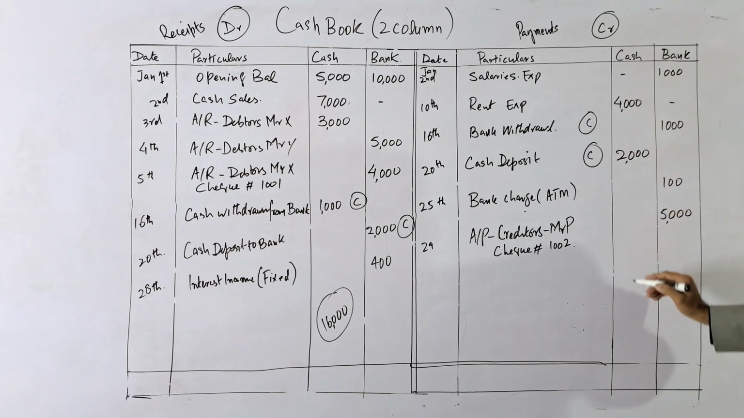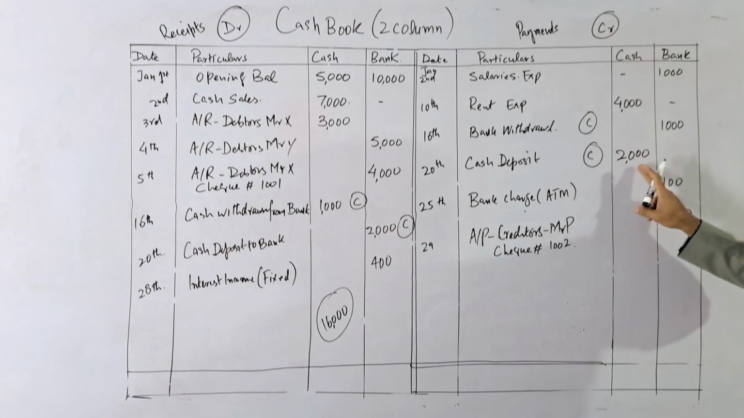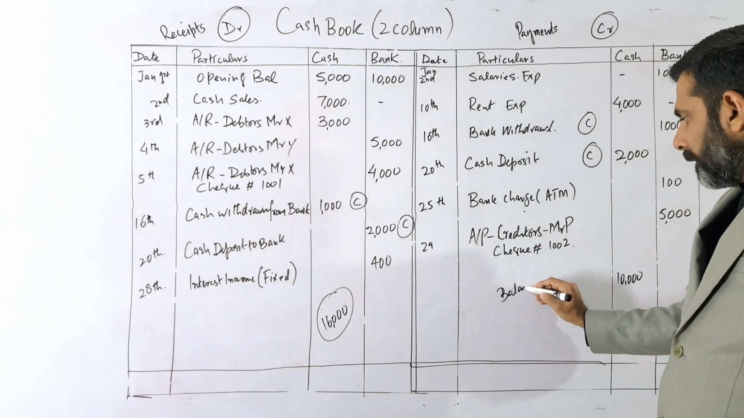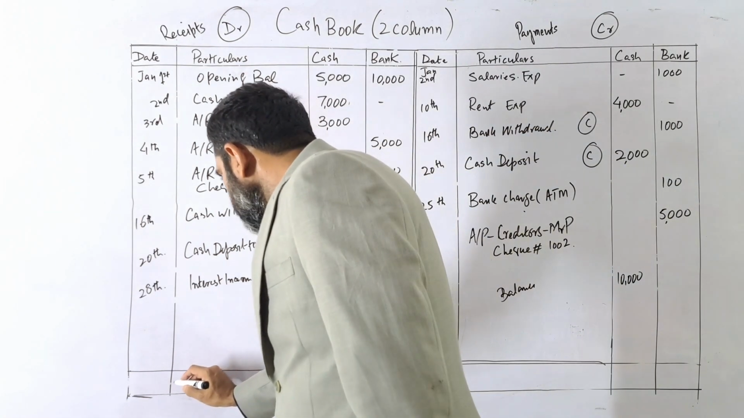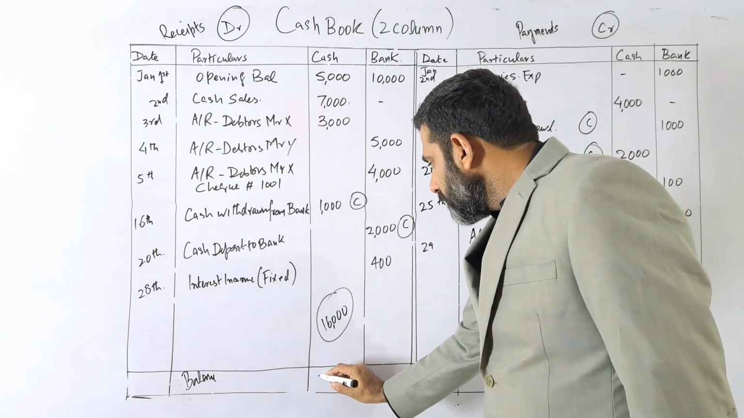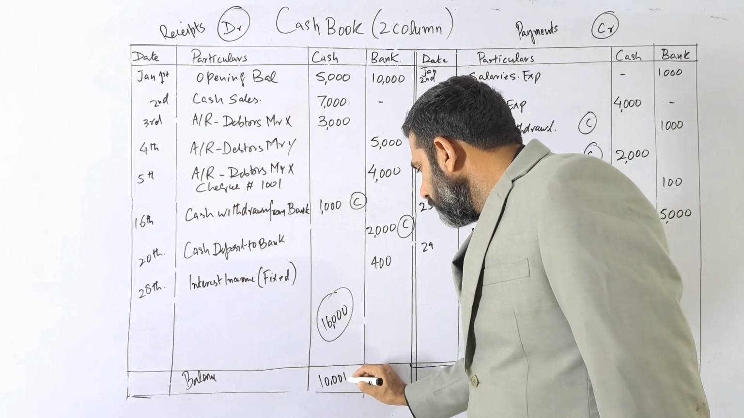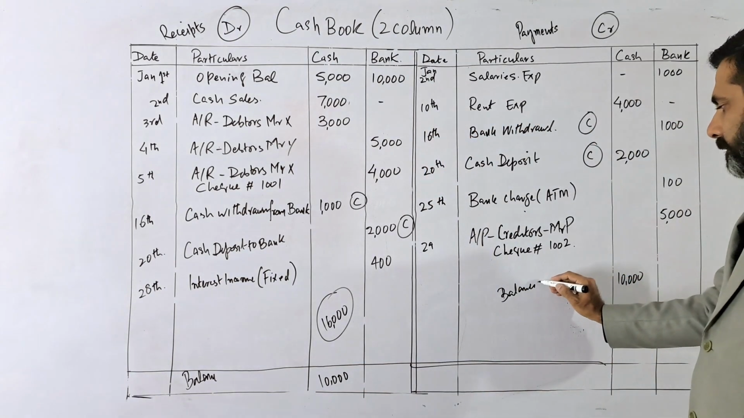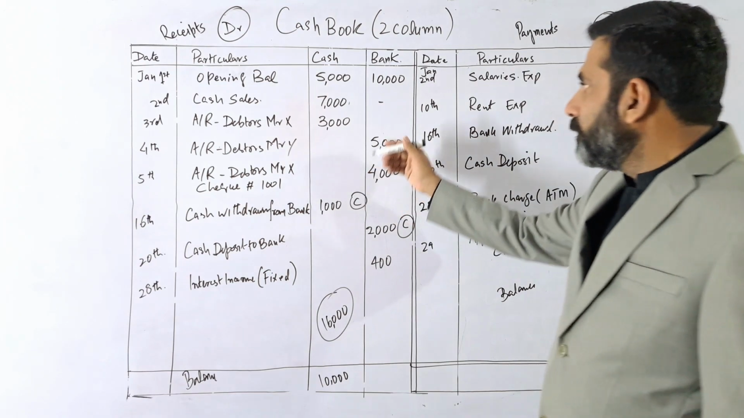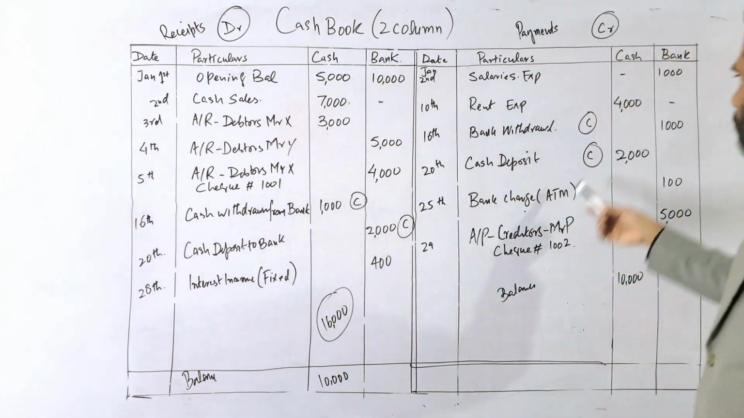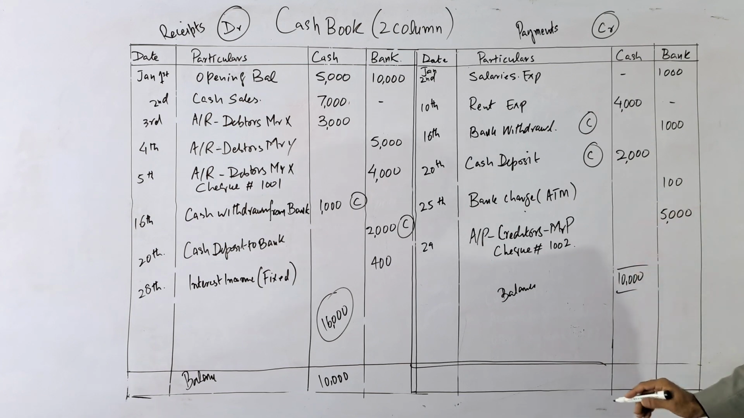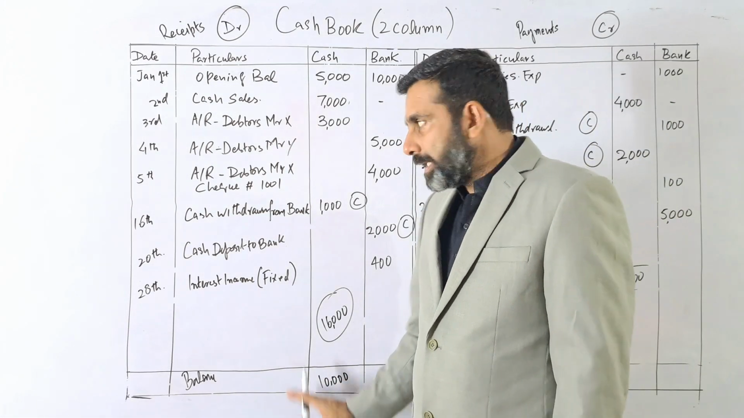If you see the cash in hand, the total payments are 4,000 and 2,000, so 6,000. So we will write here the balance. The closing balance of this month is how much? We have 10,000, rupees or dollars, whatever the currency. So 10,000 is the amount that we have in the form of hard cash. We have received almost 16,000 and we have paid 6,000, so 10,000 is the balance. Here also it will be 16,000, and 10,000 is the balance in the cash in hand.